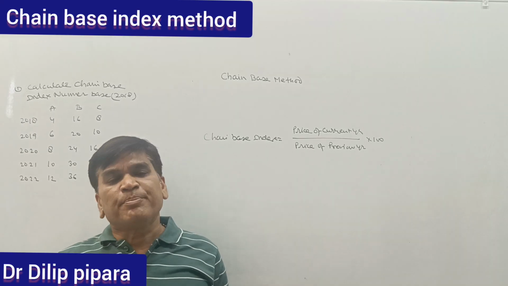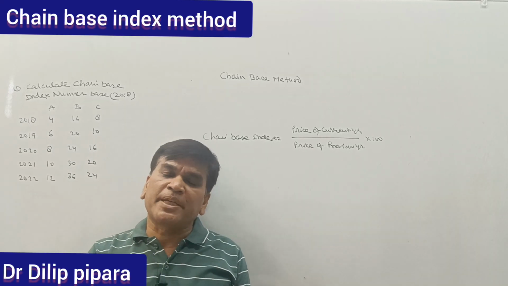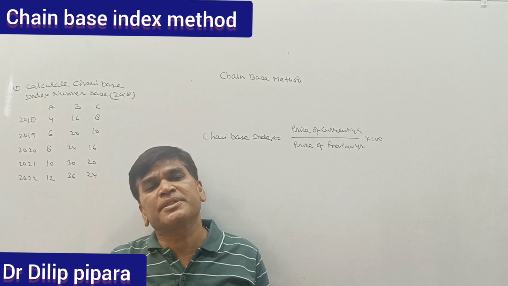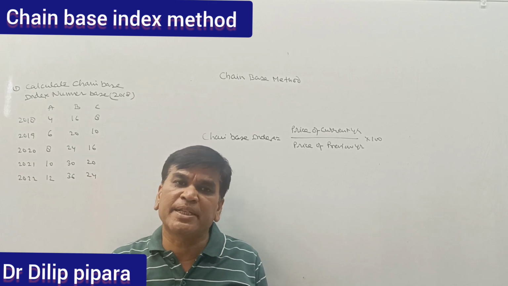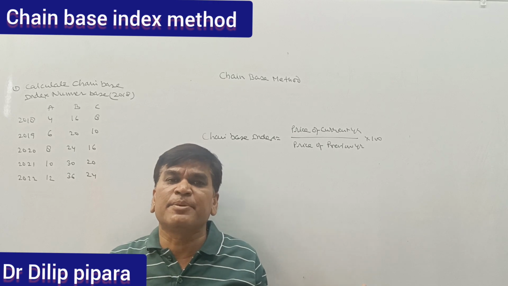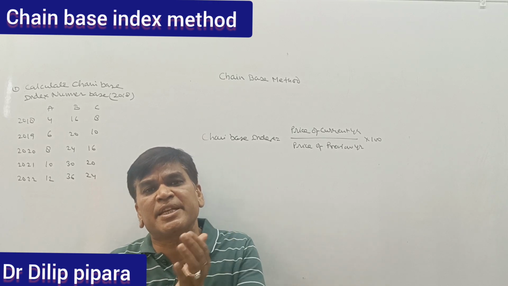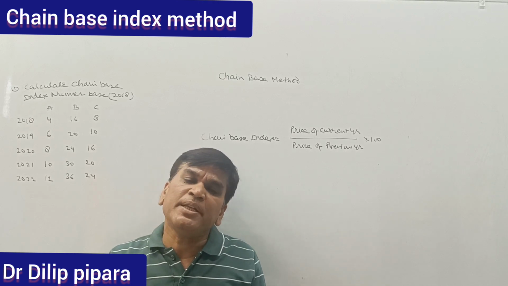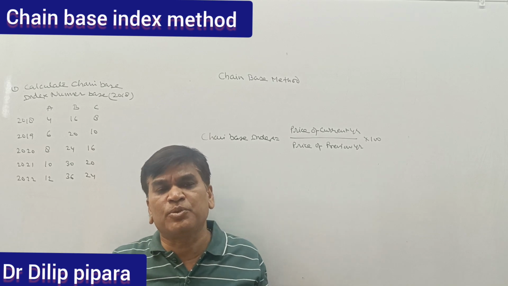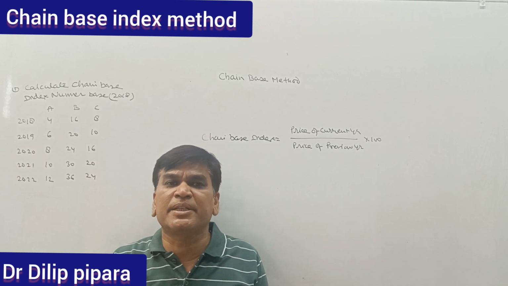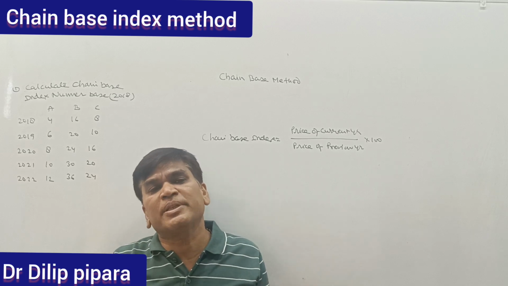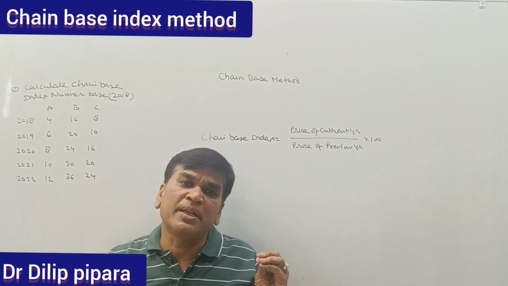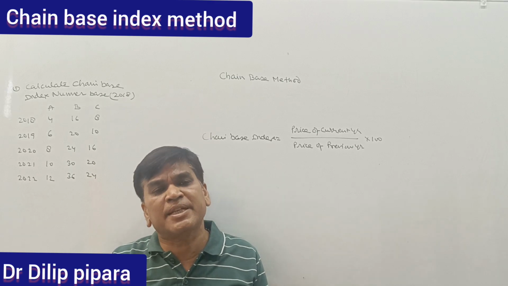Again, in simple methods of calculating index number, we have discussed there are two types of methods for calculating simple index number. One is simple index number and the second one is chain based index number. In simple index number, we have two methods, that is the simple aggregative method and the simple average price method. For both methods we have done one question for understanding.